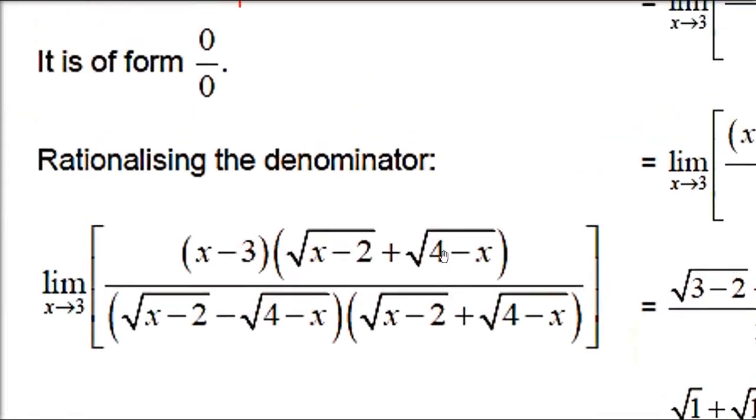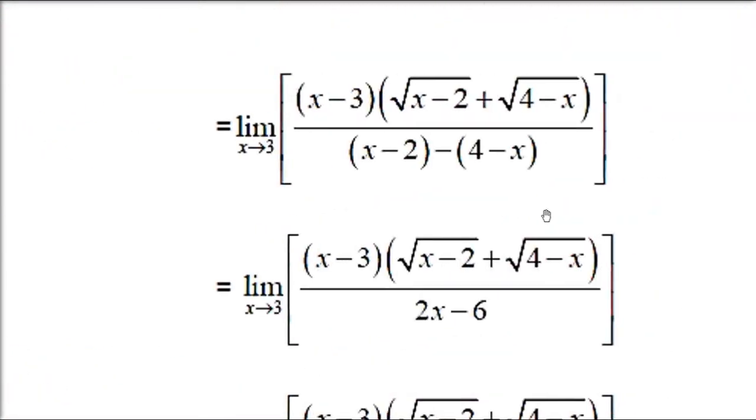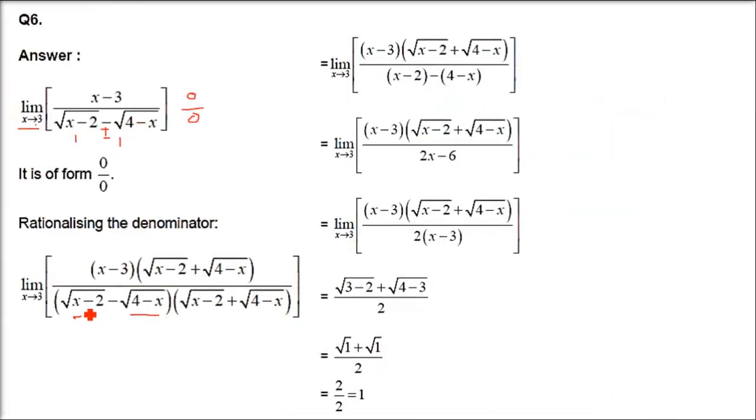So just multiply numerator and denominator by √(x−2) + √(4−x). What are you going to get? a square minus b square. So x minus 2 minus 4 minus x will come in the denominator.